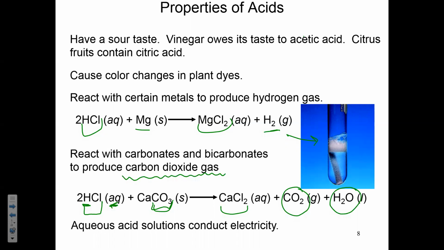The other thing that we'll find is that all aqueous acid solutions conduct electricity. So most of my acids, we should be able to put a current through.